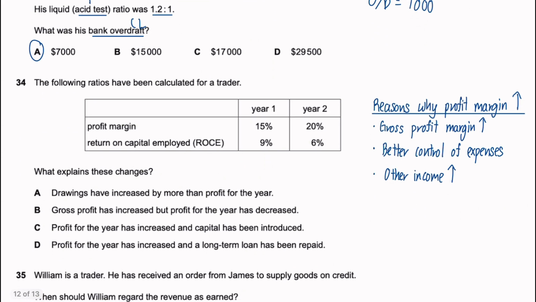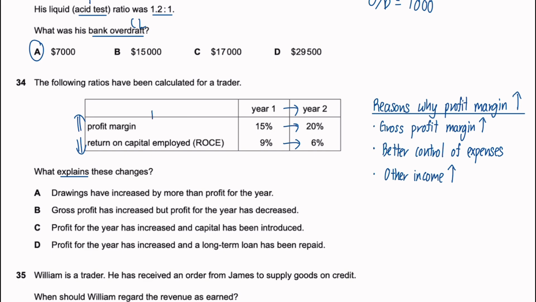34. The following ratios have been calculated for a trader. Profit margin, ROCE. What explains these changes? So changes from year 1 to year 2. When year 1 to year 2, your profit margin increases. From year 1 to year 2, your return on capital employed reduces. Okay, so what causes that?